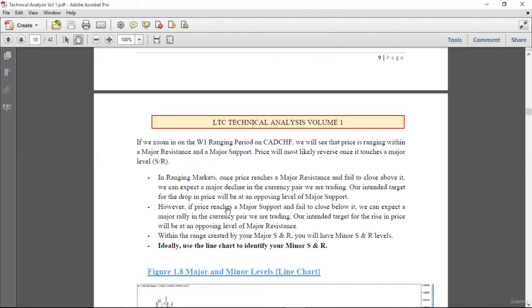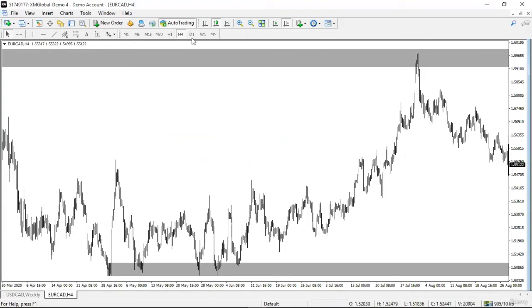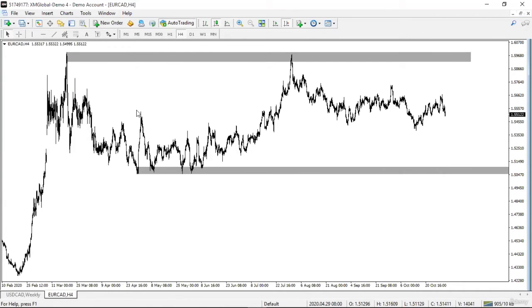However, if price reaches a level of major support and fails to close below it, we can expect a major rally in the currency we are trading. Our intended targets for the rise in price will be at an opposing level of resistance. So this means if the market is going to go up like this and reach a previous level of resistance and fail to close above it, we are most likely to get a strong decline or drop in price. Same as if it drops and reaches a previous level of resistance and fails to close below it, we are most likely to get a strong rally.